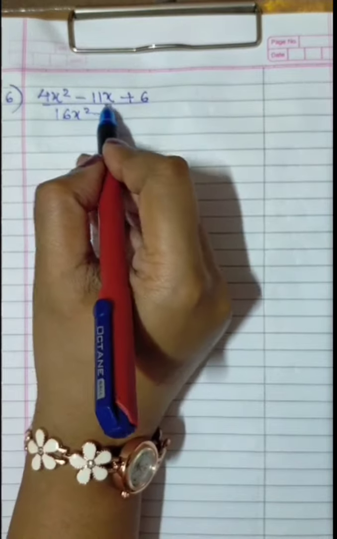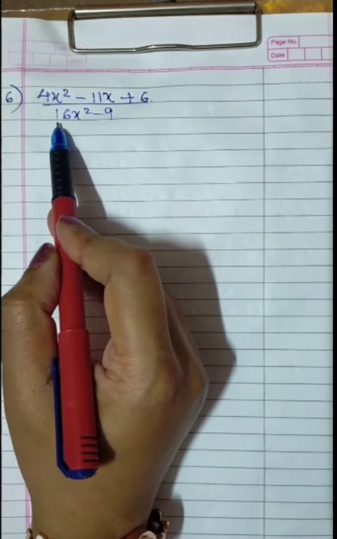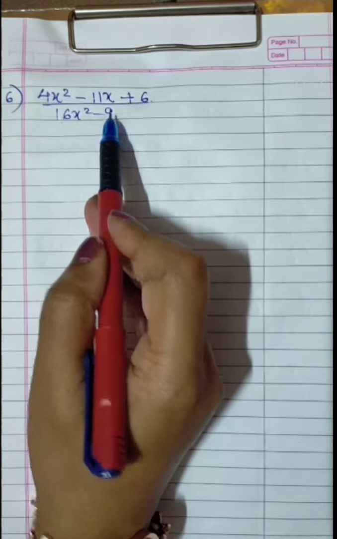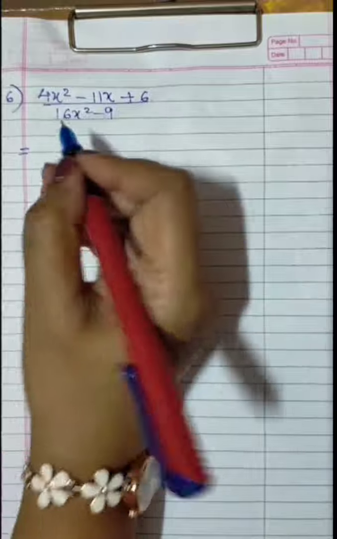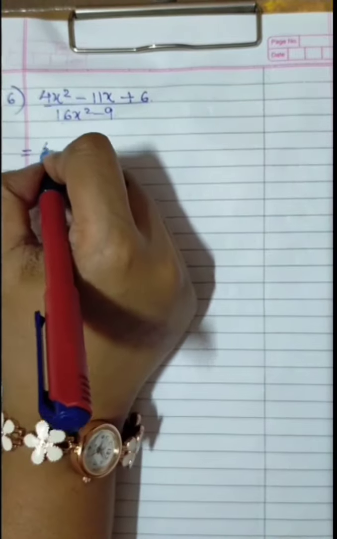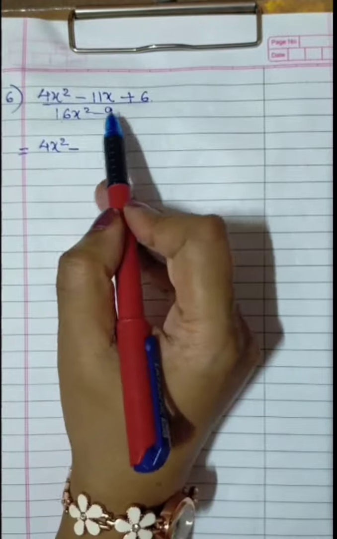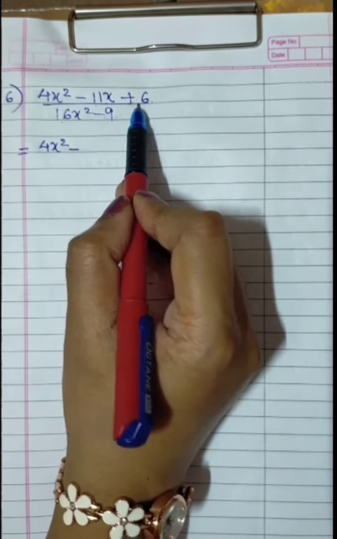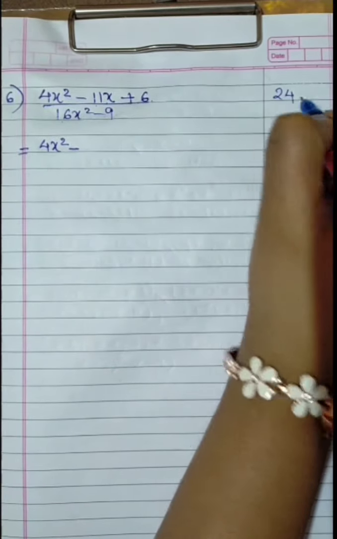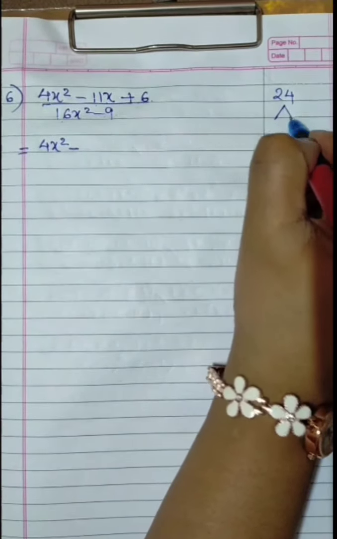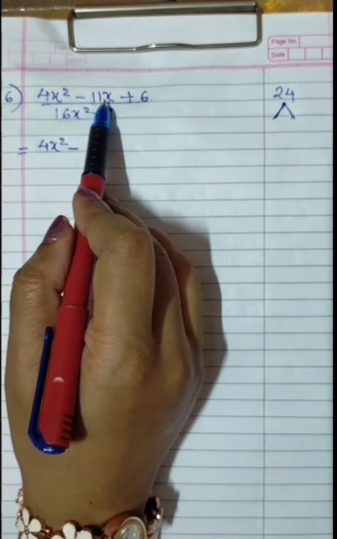4x square minus 11x plus 6 is given, and denominator is what? Denominator is 16x square minus 9. Now we are going to move to first step, that is 4x square minus what is given here, 11x plus 6. So 4 6 are 24. Okay, so we have to split this number in 2 in such a way that we should get 11x.